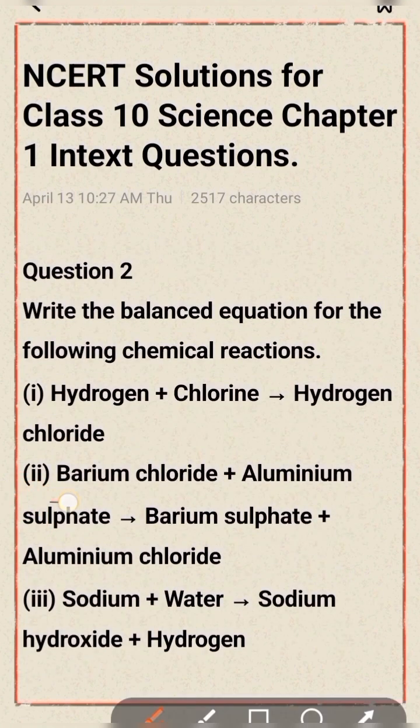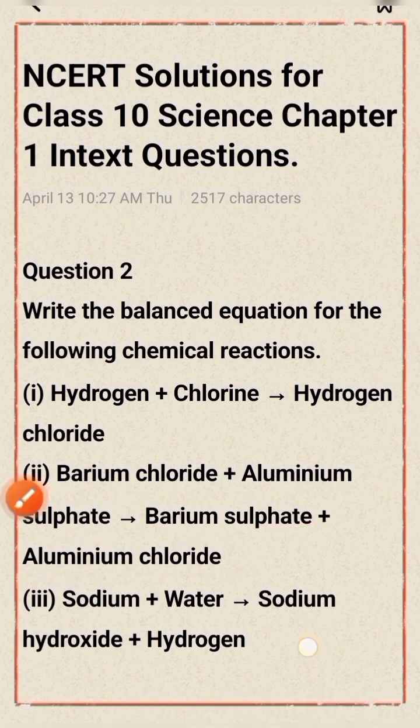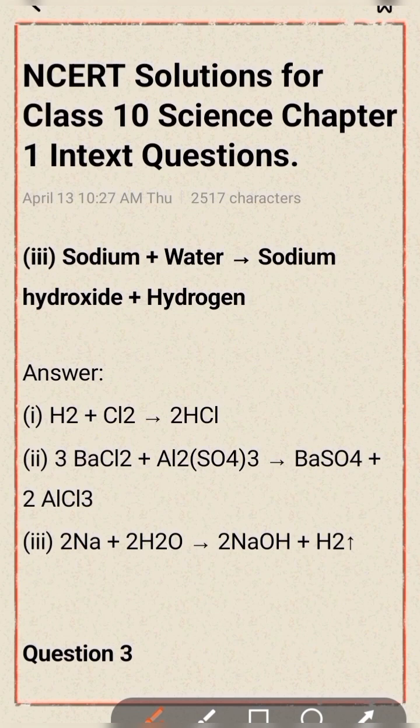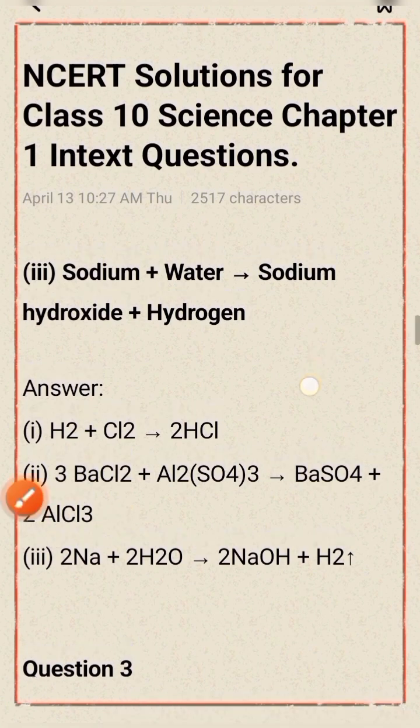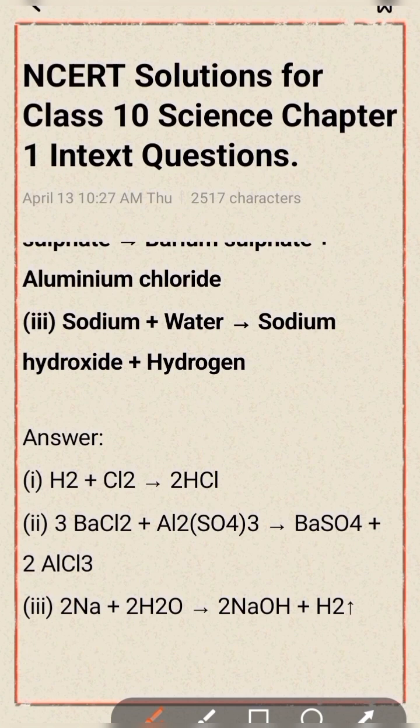barium chloride plus aluminum sulfate form barium sulfate plus aluminum chloride. This is the balanced equation: 3BaCl2 plus Al2(SO4)3 form 3BaSO4 plus 2AlCl3. Next part, sodium plus water form sodium hydroxide and hydrogen.